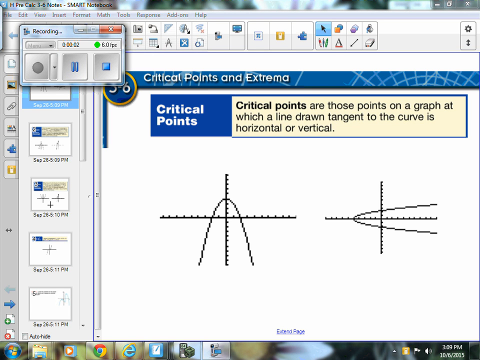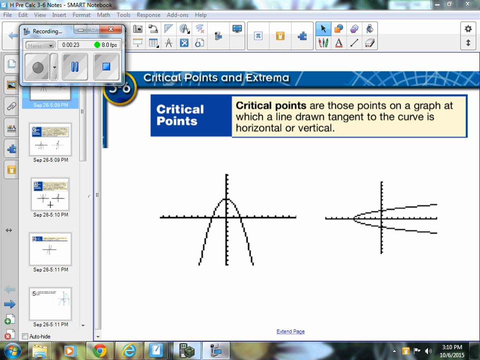Okay, everybody, this is section 3.6. We're going to take a look at some more things about graphs that are really important, kind of a follow-up to the increasing and decreasing that we talked about in 3.5, part 2. So we're going to talk about critical and extreme points on the graph, looking at some different things that can happen, where things change direction, where important things are occurring on a graph.